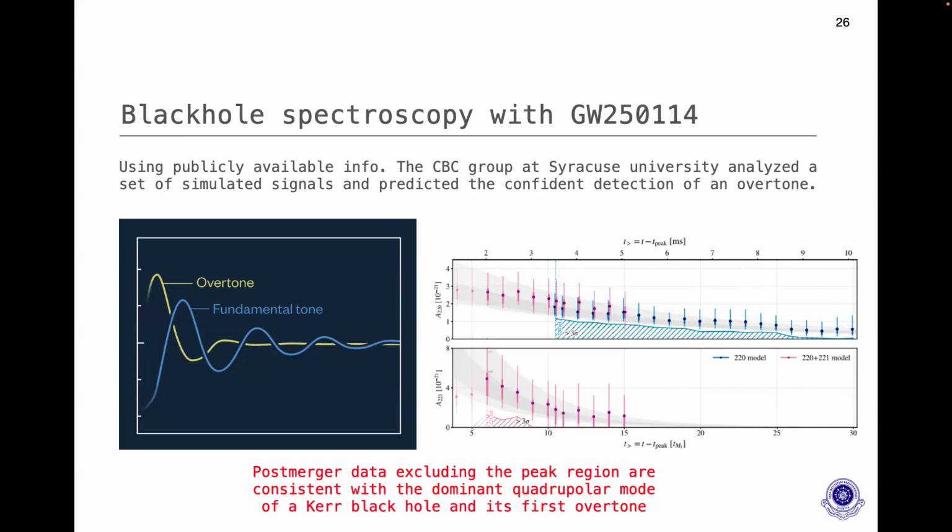And there's also a funny story associated to this event. For this event, LIGO made their data public sometime in August. Even before they made their data public, just after detection, they put up what could be the masses and the distance and so on. With that information, the CBC group at Syracuse University simulated an event like GW250114, and they even found the existence of this overtone even before the LVK reported the results.